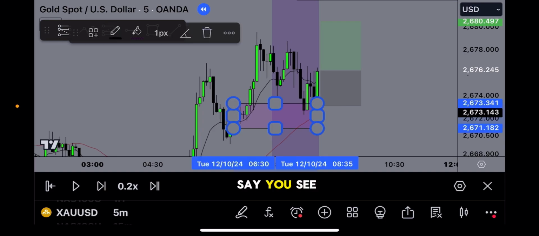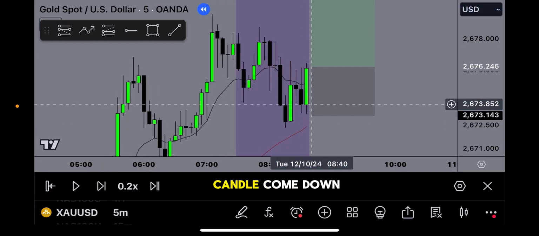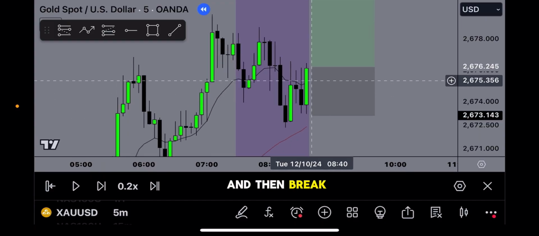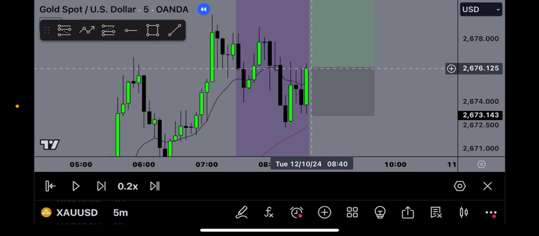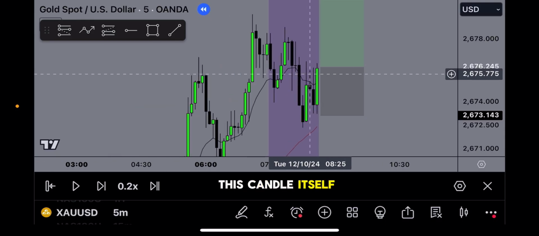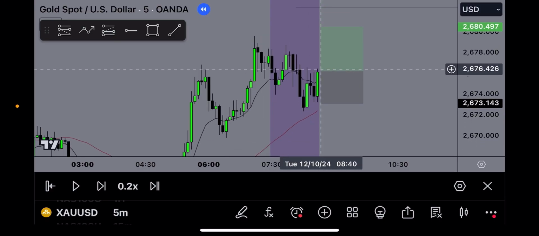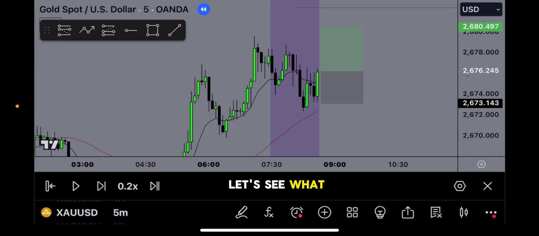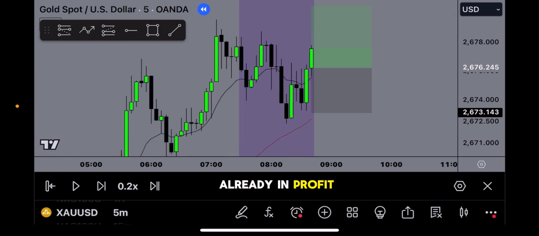Now, let's say you see this candle open up. Okay, you see this candle come down and then break the 13 MA line and close above. Right here on this candle itself, I would have been getting in for buys 2 seconds before the candle closed. I would have got in for buys. Let's see what would have happened. Bam. Okay, we're already in profit. Let's see what would happen.